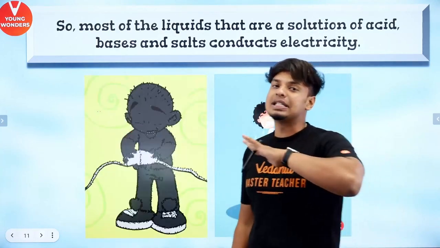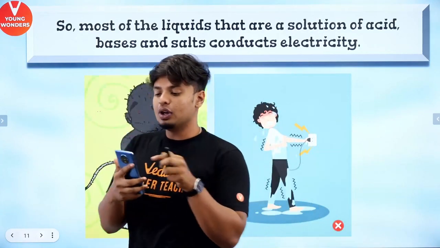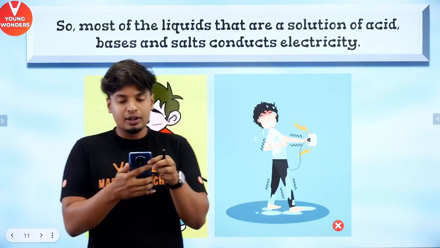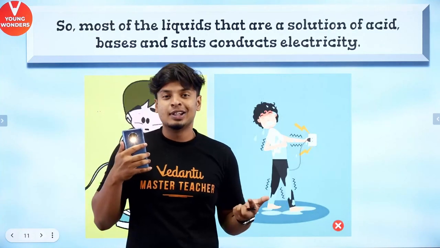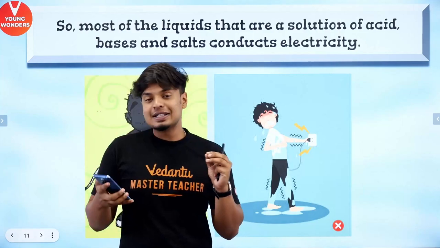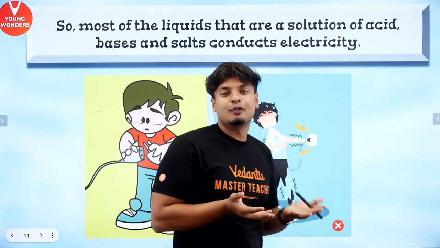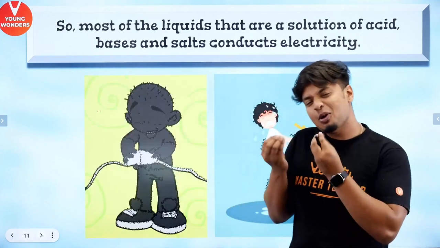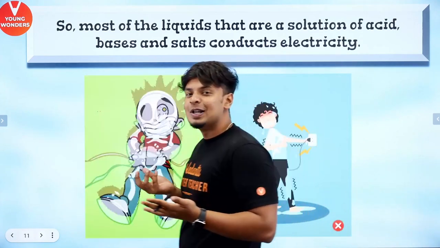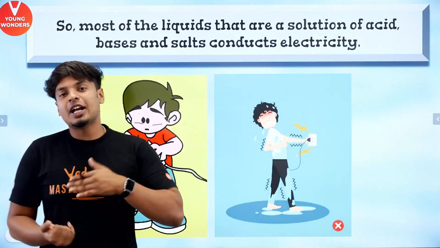Guys, LEDs are present everywhere. For example, look at my phone. My phone's torch is also LED. The specialty of LED is it can glow even if there is a very small amount of charge. It requires a small amount of charge to glow. So to detect feeble current, yes, we can use LED.